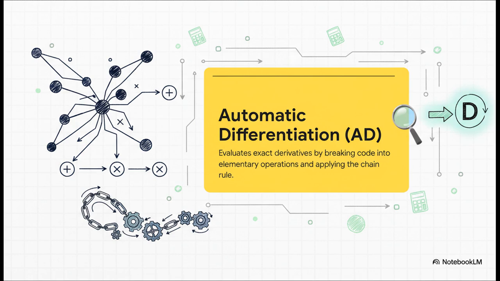Instead of trying to tackle one giant impossible formula all at once, AD is way smarter. It breaks the entire program down into a long list of tiny simple steps, like add these two numbers or multiply this by that. It calculates the tiny little derivative for each of those tiny steps, and then, this is the magic part, it uses the chain rule to perfectly stitch all those little pieces back together. The result? You get the perfectly exact derivative you wanted, but you got it in this incredibly efficient way.